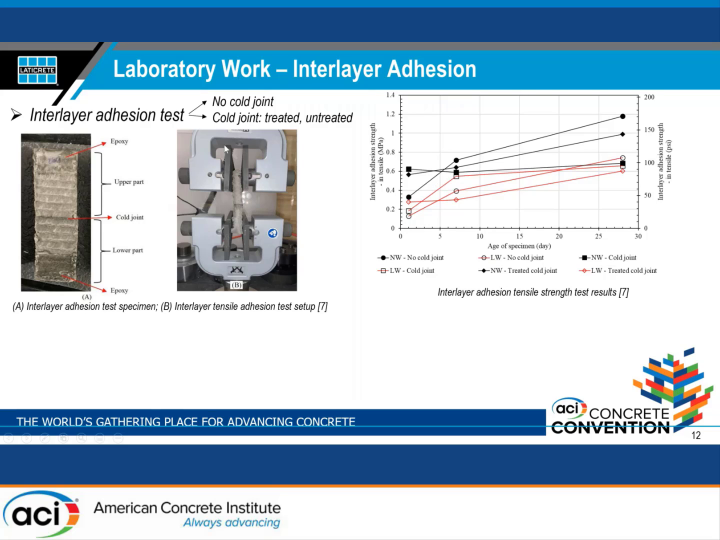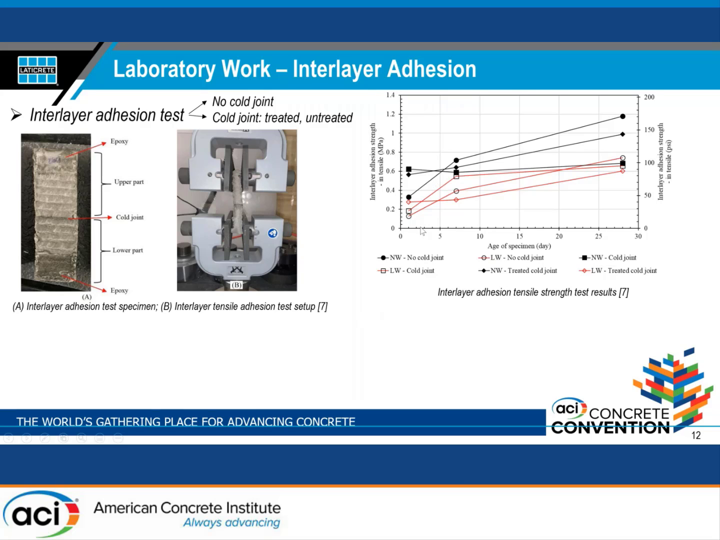We either treated the cold joint by applying adhesive before we printed the second part, or we left it untreated. We also do non-cold joint tests, which means that we directly print the lower part and the upper part in one print. We also apply epoxy at the end of the specimens to improve the grip, because the test method that we conducted here is basically a direct tensile test.